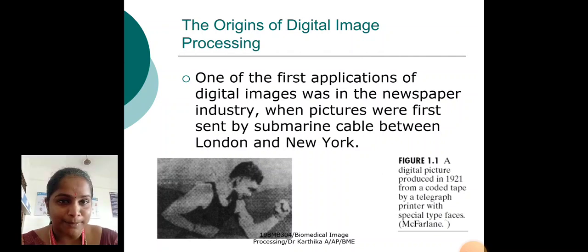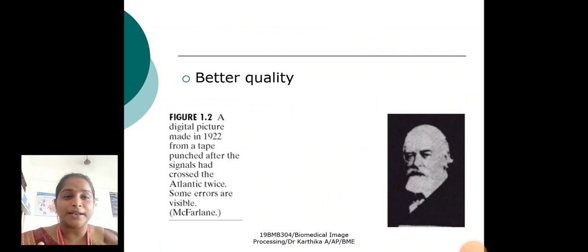Here this sample picture shows the digital picture produced in 1921 from a coded tape on a telegraph printer with special type faces. This is the first application of digital image processing. And the second one is obtaining a better quality. The image is modified, and the sample image shows the digital picture made in 1922 from a tape punched after the signals had crossed the Atlantic twice. Here some errors are visible. These errors can be rectified in the future.